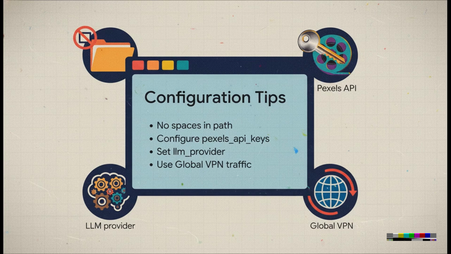Next, you have to configure the Pexels API keys in your config file. This is exactly how the system pulls in that high-quality, copyright-free HD background footage we talked about. You'll also need to set your LLM provider to define which AI is going to write your scripts. And finally, if you happen to be in a region that requires a VPN to access certain AI APIs, make sure your VPN is set to global traffic mode. Otherwise, the back-end scripts might fail to connect.